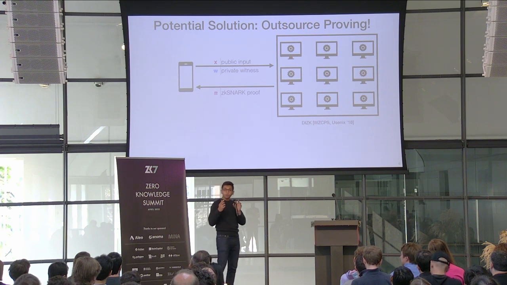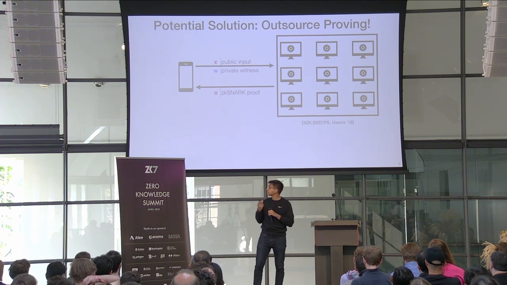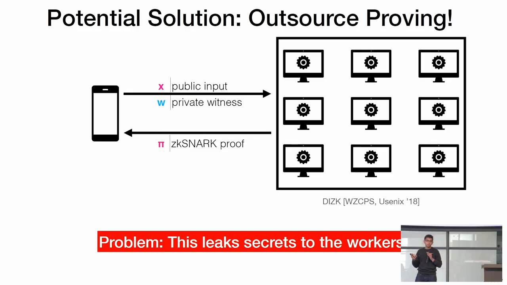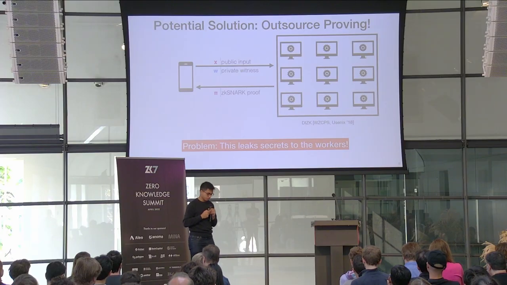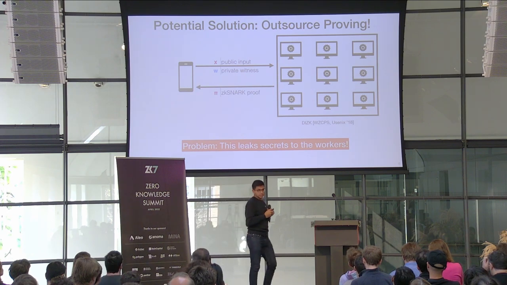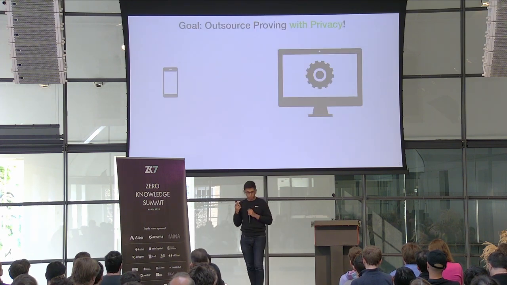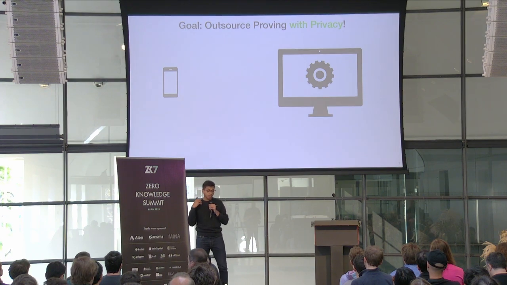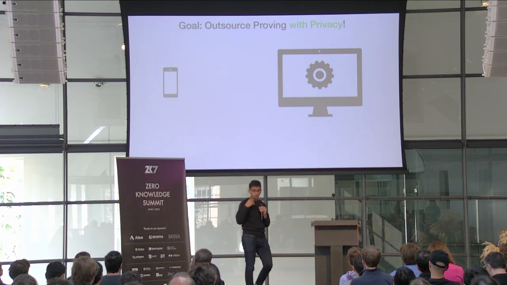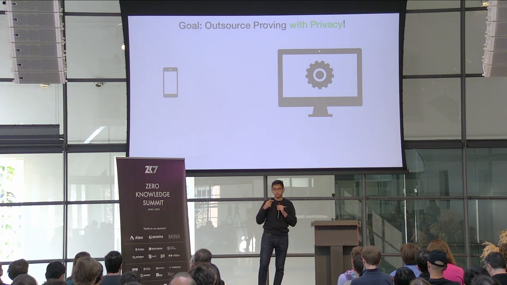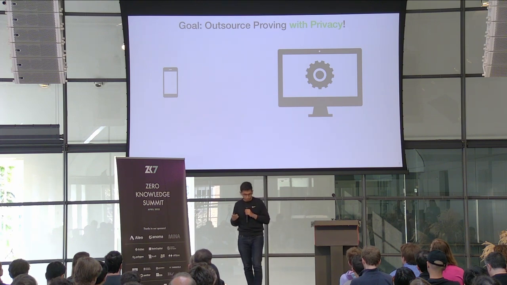But the problem with all of these techniques is that you reveal your secret information to the worker that you're using. That cluster or the individual server learns your secret witness, which you wanted to keep hidden. So ideally, we want to outsource proving, but with privacy. We want to hide the witness while still not doing the work of generating the proof.